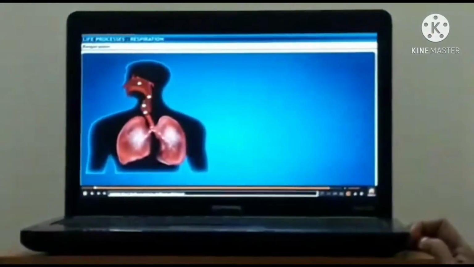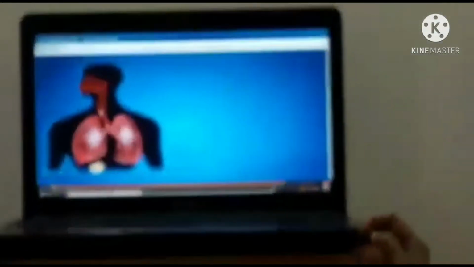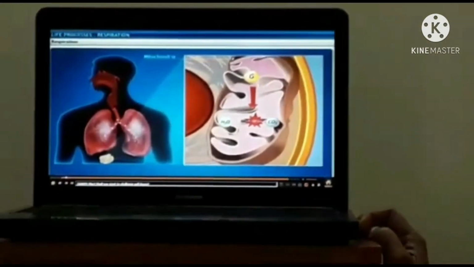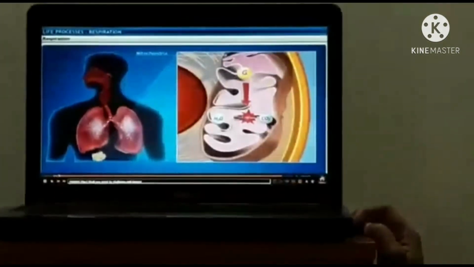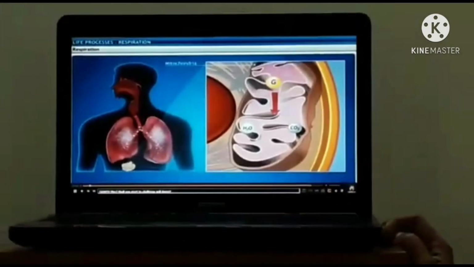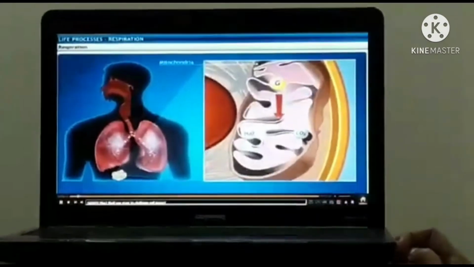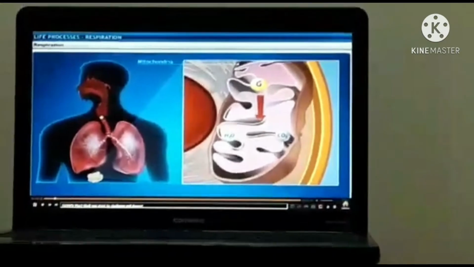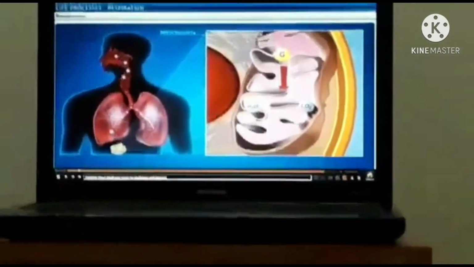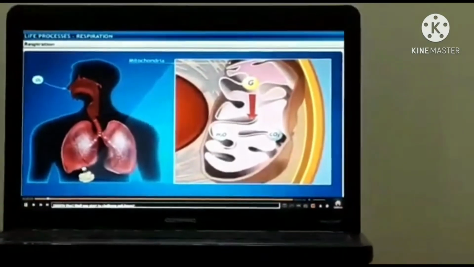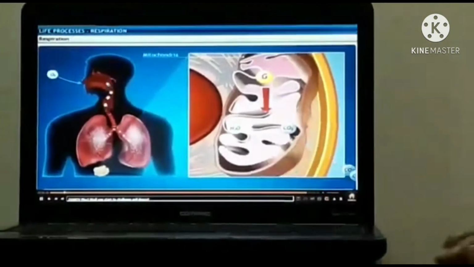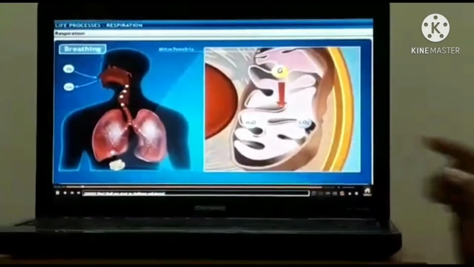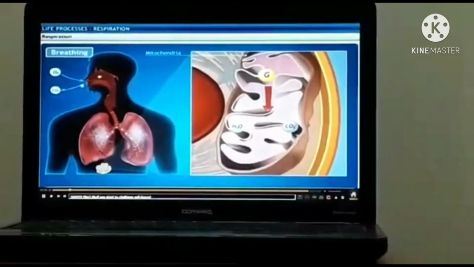We breathe in or inhale oxygen. This oxygen diffuses into the tissues and oxidation of glucose takes place, releasing energy. At the same time, carbon dioxide and water are formed. Carbon dioxide has to get eliminated. This carbon dioxide will pass out through our nostrils. And this process of inhaling oxygen and exhaling carbon dioxide is called breathing.